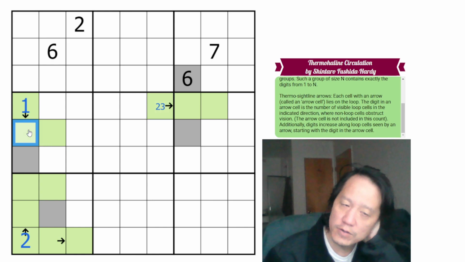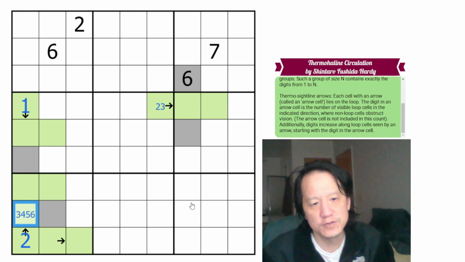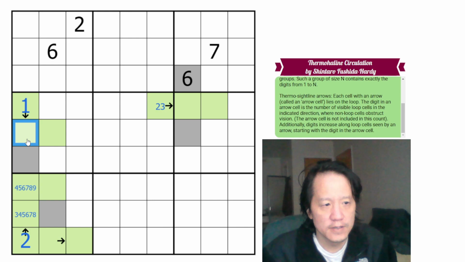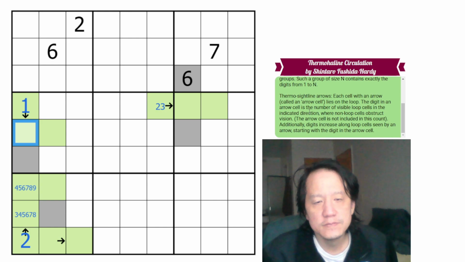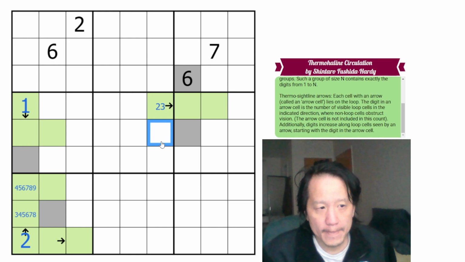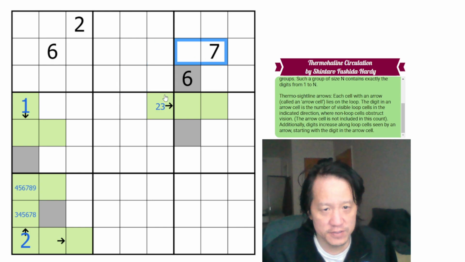So this has to be greater than 1. This must be greater than 2. So this is 3, 4, 5, 6, 7, 8. This is 4, 5, 6, 7, 8, 9. This could be 3 through 9, so it's a lot. Okay, so this must be of size 6 at least. So whatever's here must be of size 6. This is 2 and 3.